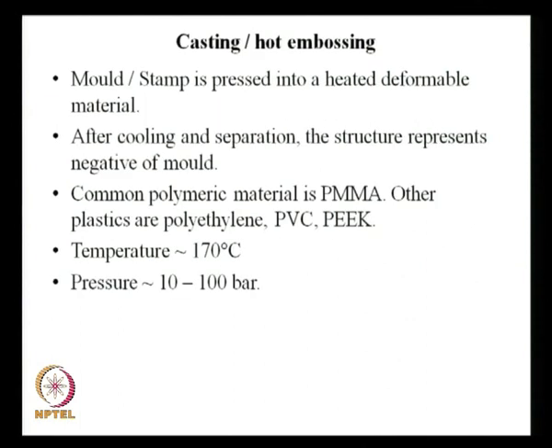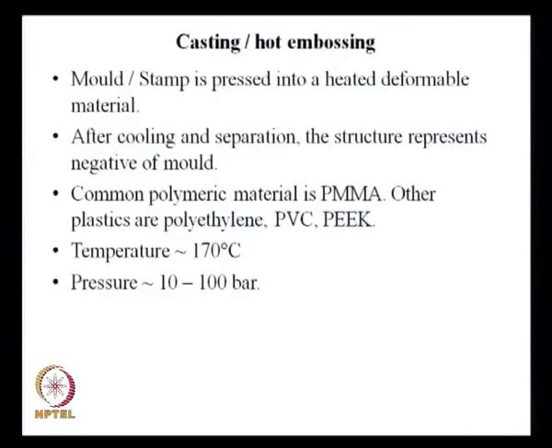That is the idea. Whereas, in case of casting, which I discussed in the last class, a mold or a stamp is pressed into a heated deformable material. Here, as I said, the common material is PMMA, polymethyl methacrylate, and other plastics are also indicated there. Temperature is close to 170 degrees centigrade and pressure is 10 to 100 bar. So, here the temperature is much higher, pressure is much higher, and the polymer does not go to its liquid state. Rather, polymer is just softened by application of heat and pressure.